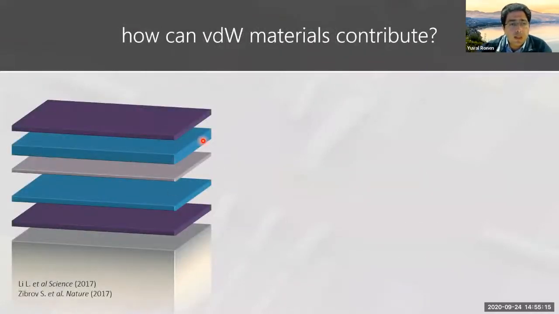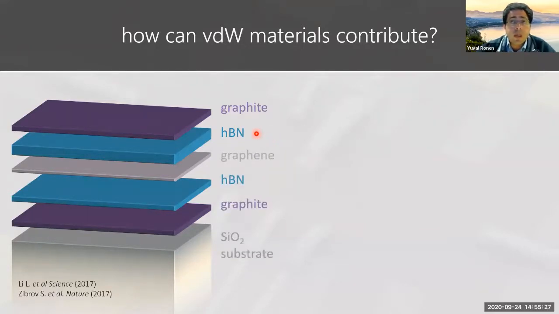Okay, so this is the heterostructure that we use. It's made out of graphite on top of an HBN, on top of graphene, on top of HBN, on top of graphite, on top of a silicon oxide. So maybe I'll start from the graphene. The graphene is a conductive material. This is basically our two-dimensional electron gas. The HBN is an insulator, just a dielectric material, and the graphite is again metallic, which we basically use as gates.